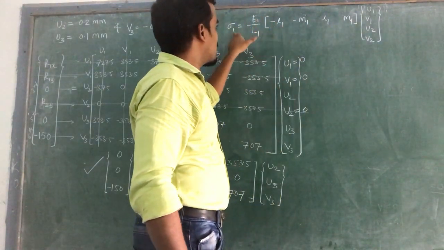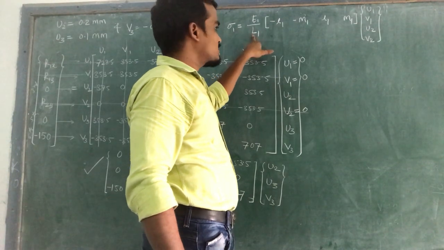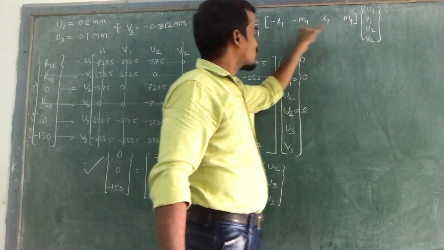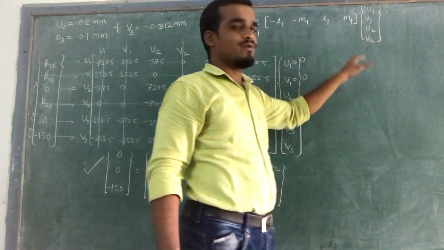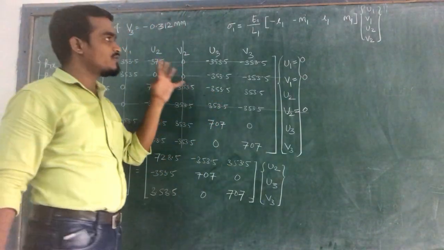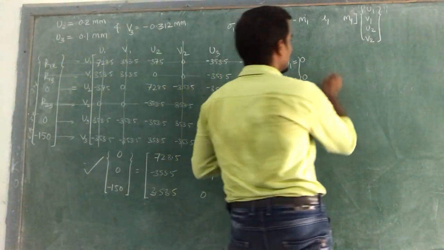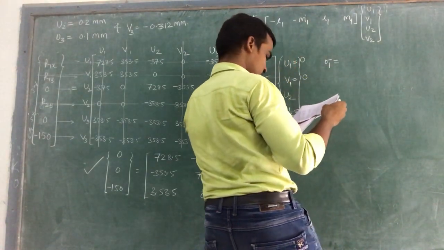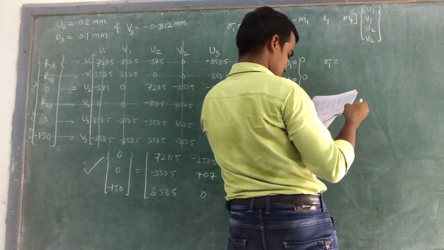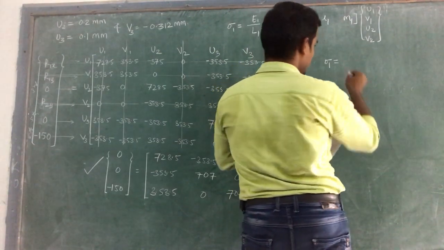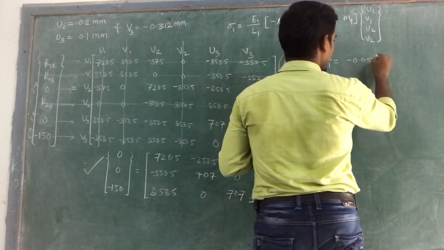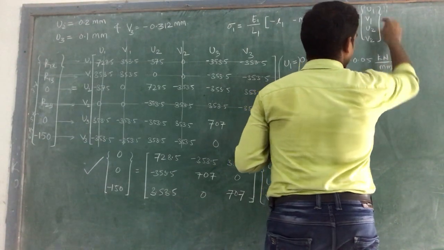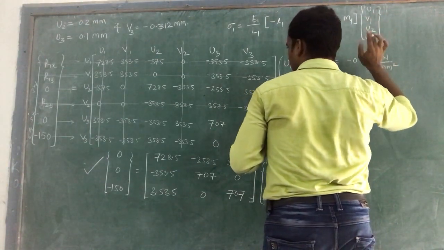So here sigma 1 will become E1 by L1. This capital L is nothing but length. This small l is nothing but cos theta, and m is sin theta. So this row into this column you will get the sigma 1. Put all the values and do these calculations at home. Sigma 1 is equal to minus 0.05 kilonewton per mm square, because U1 V1 U2 V2 all values are known.